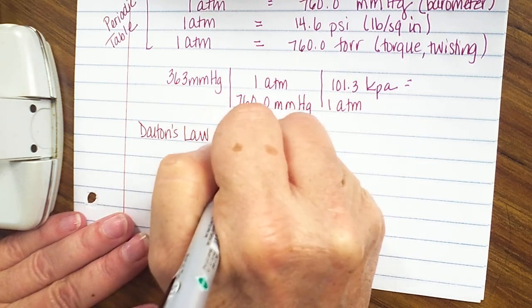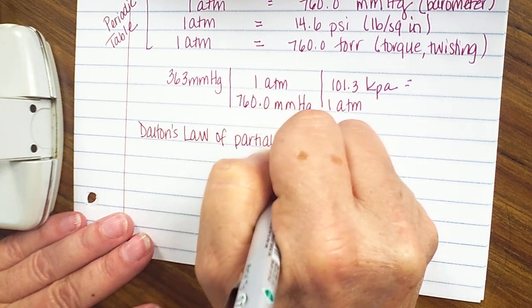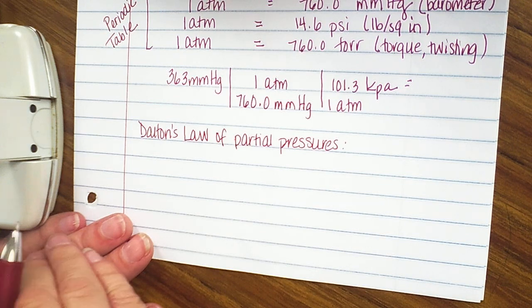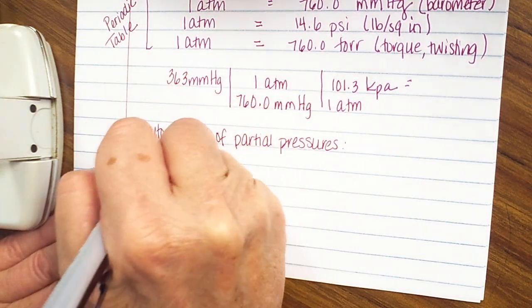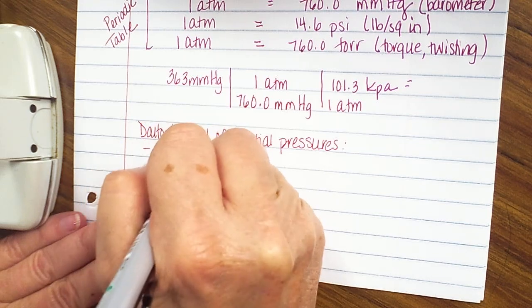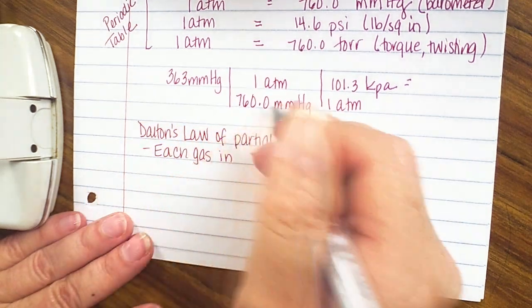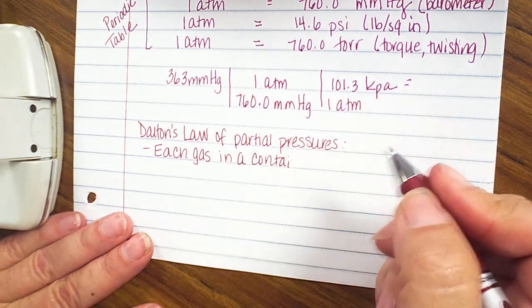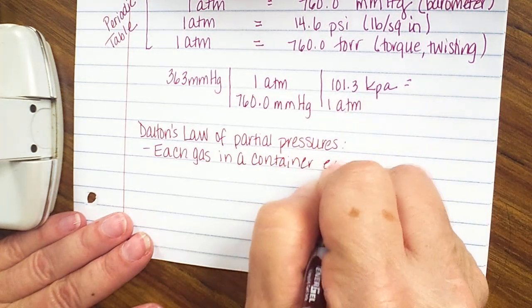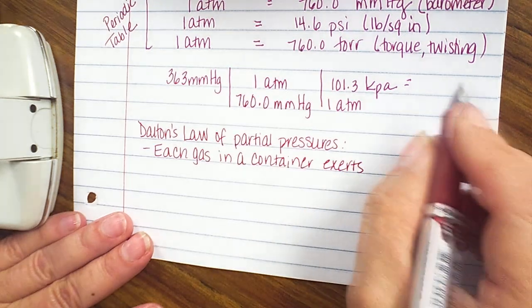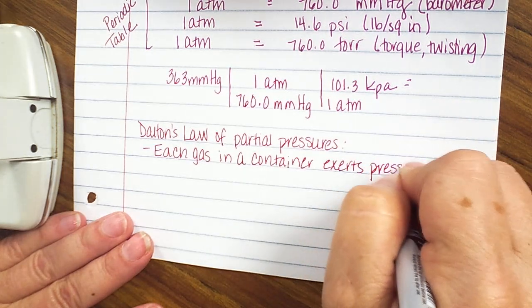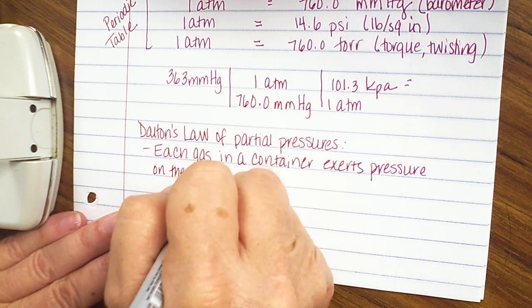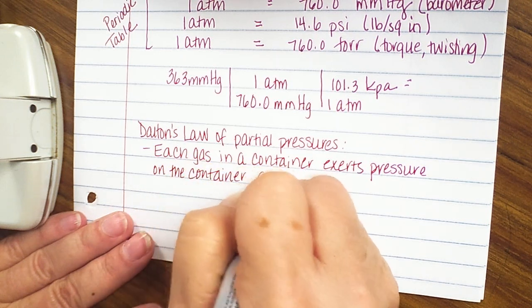of partial pressures. Now, Dalton said that each gas in a container exerts pressure on the container as if it were alone.